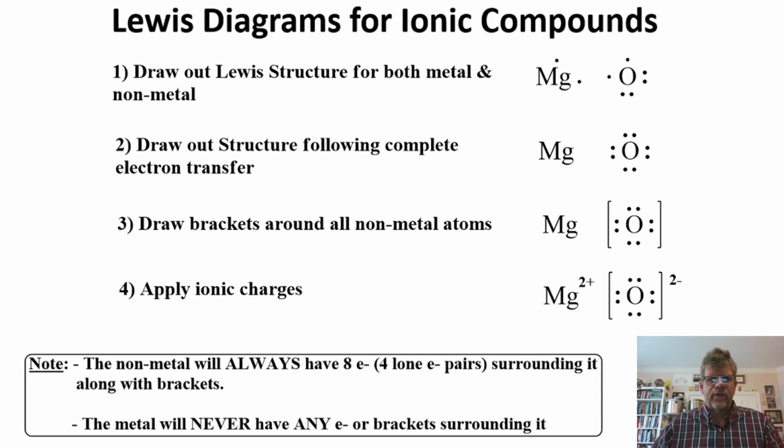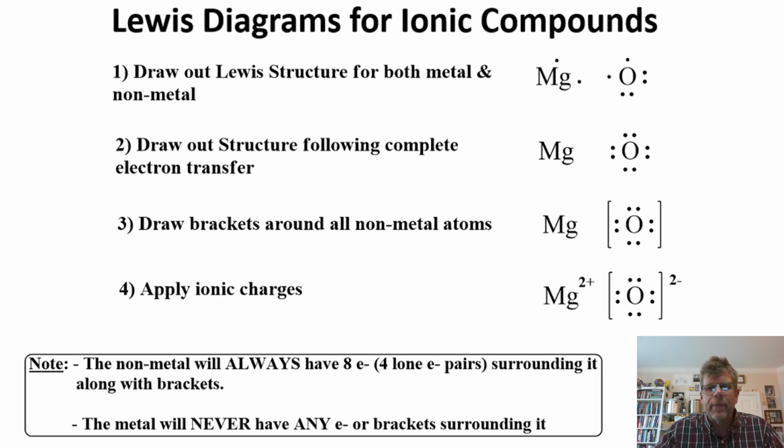To summarize, as before, if you forget everything, remember this. The nonmetal will always have 8 electrons, meaning 4 electron pairs surrounding it, along with brackets. The metal never has any bling whatsoever, no electrons, no brackets surrounding it at all.